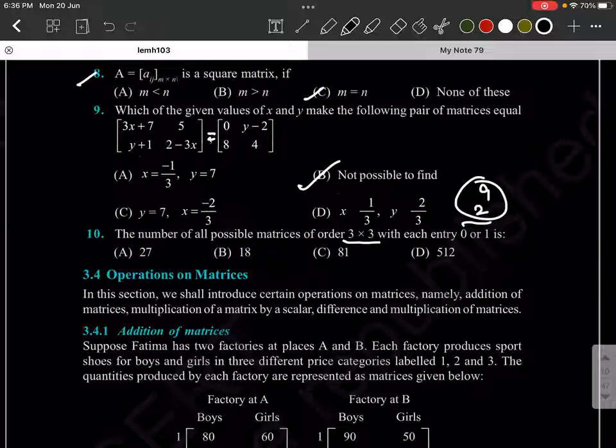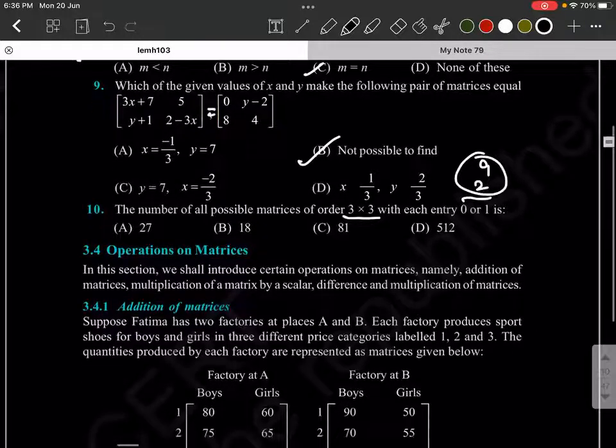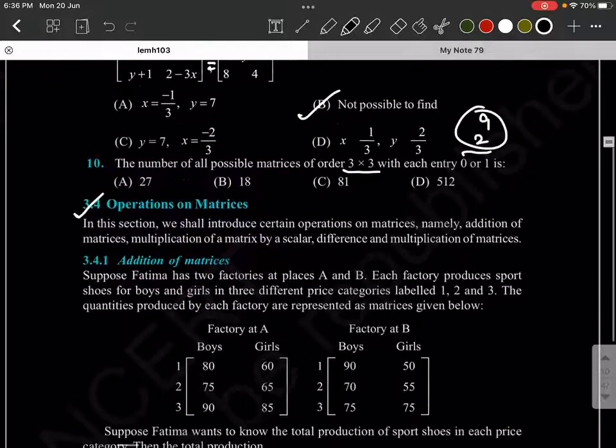Okay. So having said this, we saw the basics of what matrices are, and how equal matrices and different kinds of matrices are drawn. Now next we'll see the operations on matrices. In this section, we'll introduce certain operations on matrices, namely addition of matrices and multiplication of a matrix by a scalar. So it is not multiplication of matrices itself. If you take a number and multiply the matrix with that number, how is the matrix going to change? Similarly, you will find difference and multiplication of matrices.